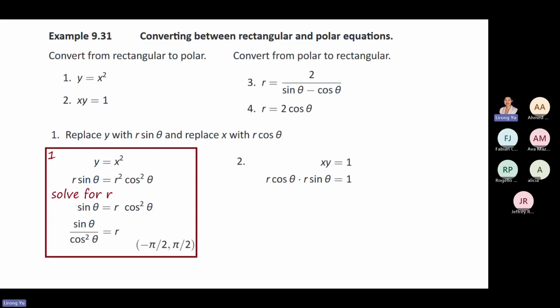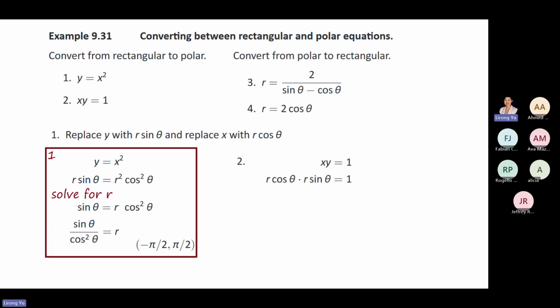All right, moving on to the second example, we have x times y. Remember, x equals r cosine theta, and y equals r sine theta. We want to do a conversion. In this example, we want to convert it and see what it looks like after the conversion.